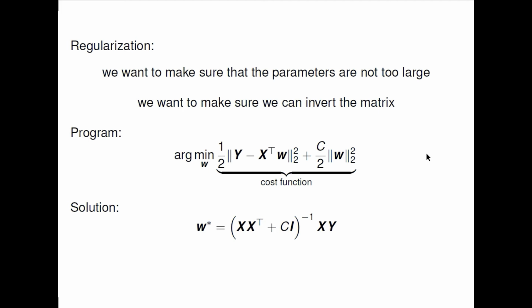Another thing to note here is that, suppose you make C very large, then the error that you're trying to minimize is going to be dominated by C by 2 times norm w squared. So weight parameter values will become smaller as the capital C value is higher. So that way you can ensure that your parameter values don't become too large.